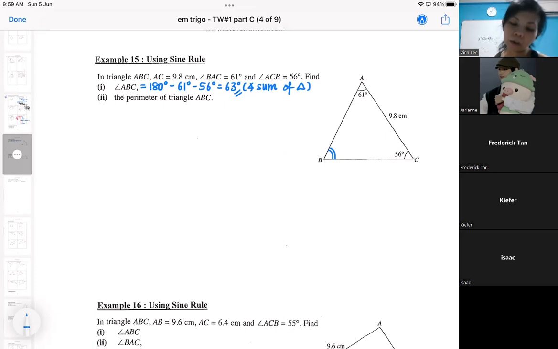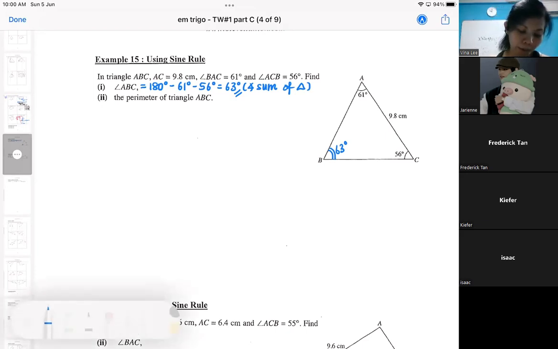Okay, so right now I've got all the angles already. The question is for us to find the perimeter. The perimeter means I will need the individual sides. So I will need two sides. I already have 9.8. I will need AB. So how do we form the arrow?